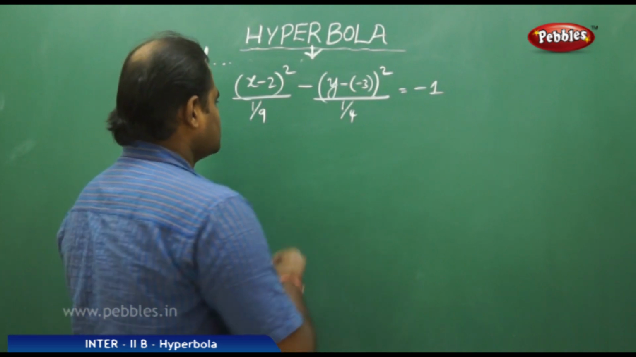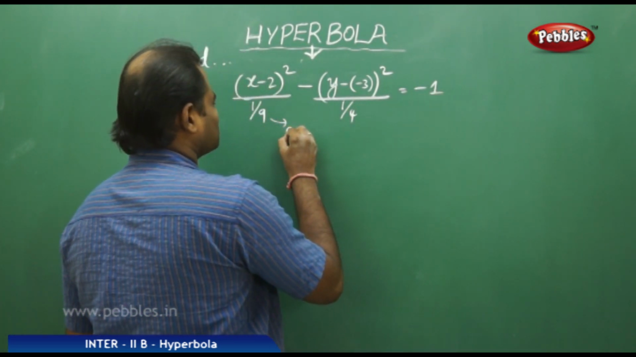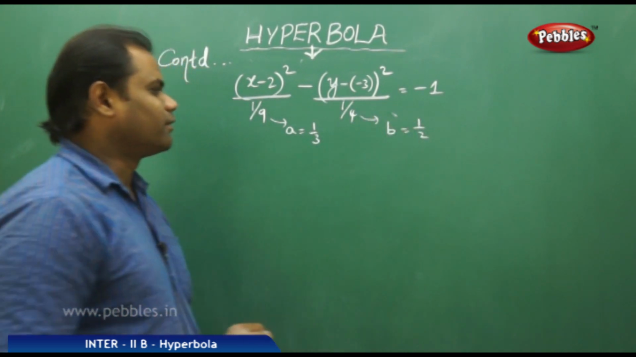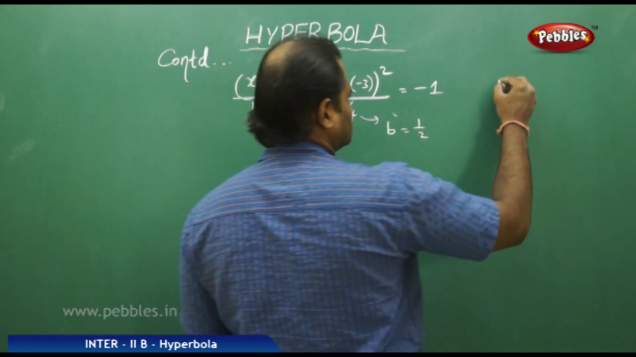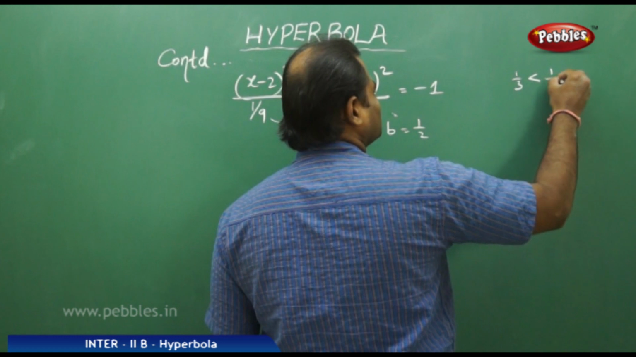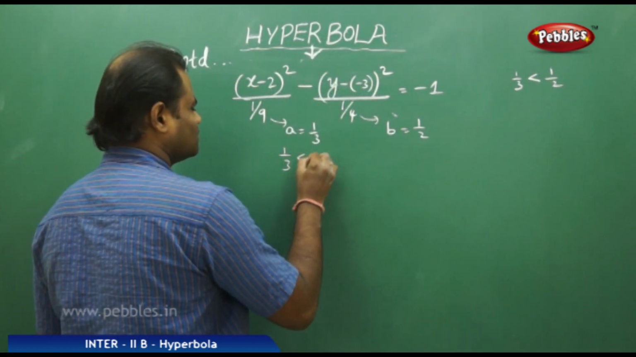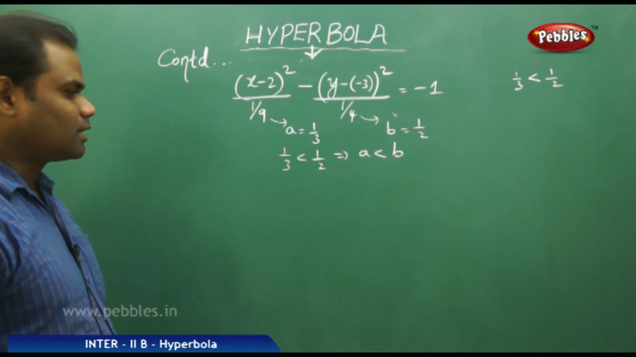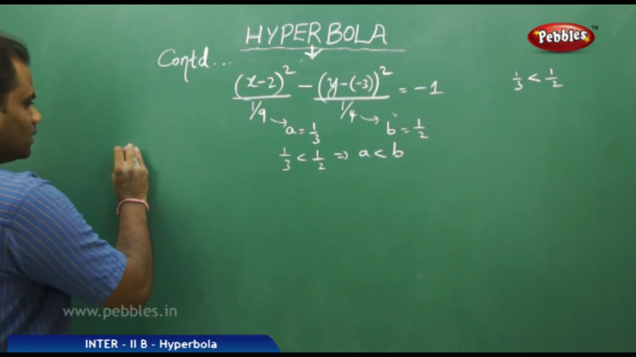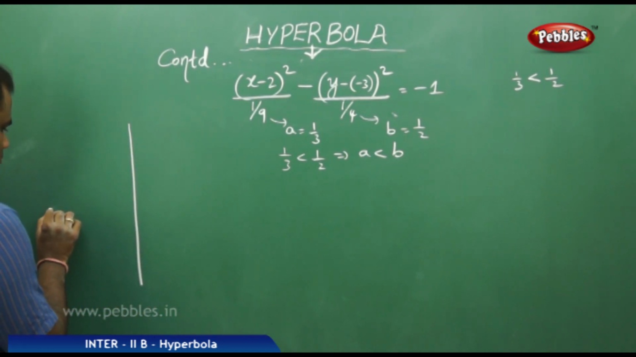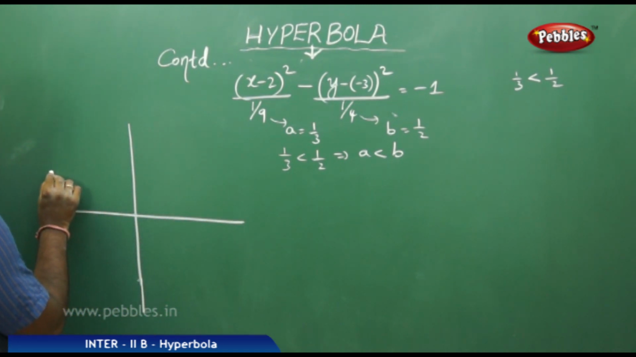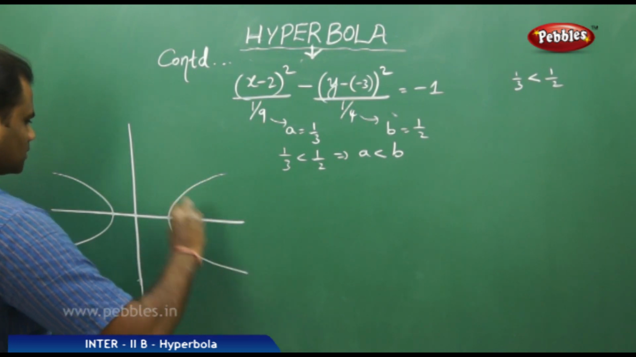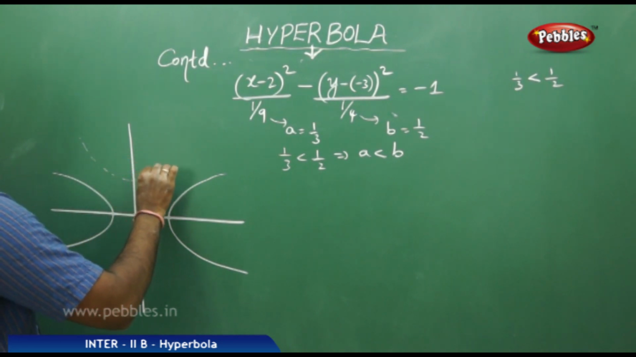Now clearly, as I see here, my A squared derived out of here is 1 by 3 and my B squared out here is 1 by 2. Now clearly I know that 1 by 3 is less than 1 by 2. That implies A is less than B. So for A less than B, the condition is that the hyperbola has this, where the conjugate hyperbola lies out here, because its original hyperbola lies on the top.